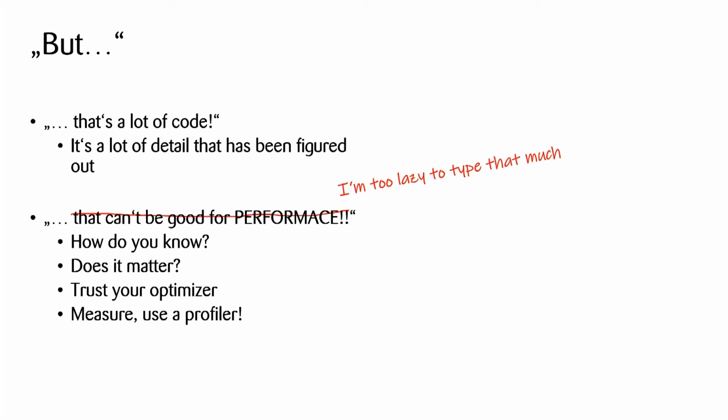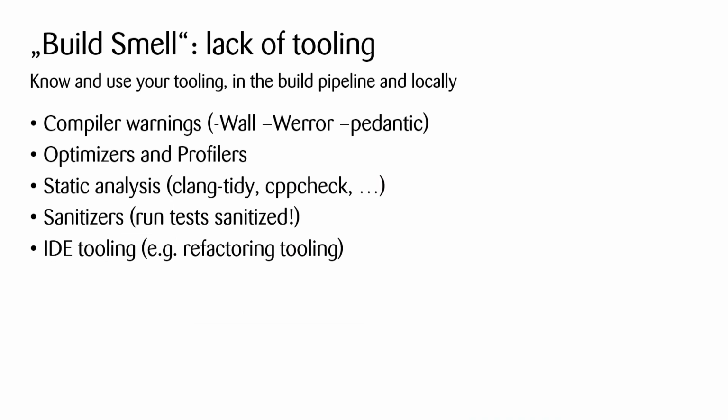There's a smell that is not an actual code smell, but what I would call a build smell: not actually using tooling that we have at hand. So if we care about performance so much, then we should use a profiler, of course. We also should use our compiler warnings to tell us about, well, not actual code smells, but code that may be problematic, right?